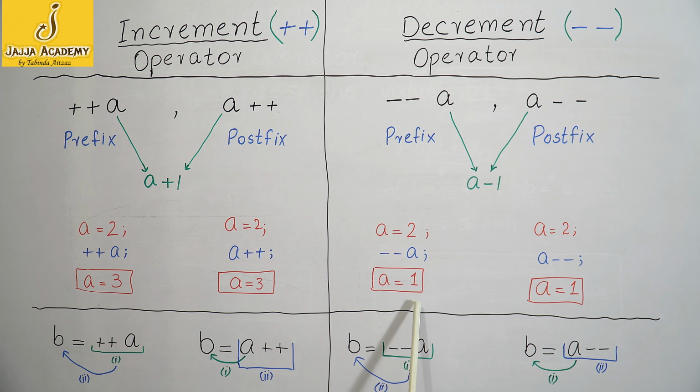Similarly, if I use the postfix form of decrement operator, then it will also decrease the value of a by 1. The value of a is equal to 2 and 2 minus 1 will be equal to 1. Again, you can see that there is no difference between the outputs of prefix form and postfix form.